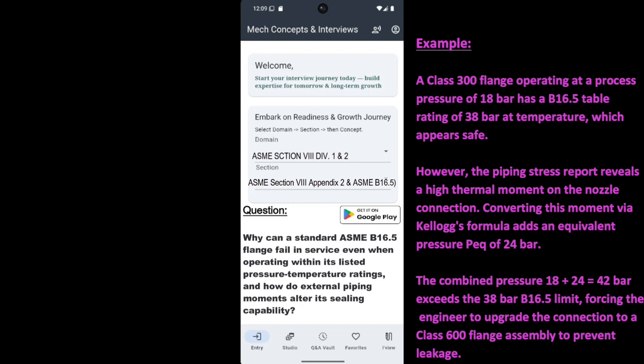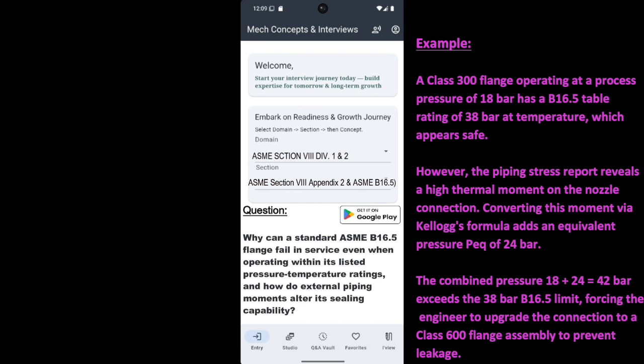It looks completely robust. However, we must integrate the system reality. The piping stress engineering report reveals a massive thermal expansion bending moment resting on this nozzle connection. So we run the Kellogg translation. Right. We run the formula, and those external forces convert to an equivalent pressure of 24 bar. Now we sum the system. 18 bar of true internal pressure plus 24 bar of artificial equivalent pressure yields a combined load of 42 bar. Which obviously breaches the 38 bar limit.